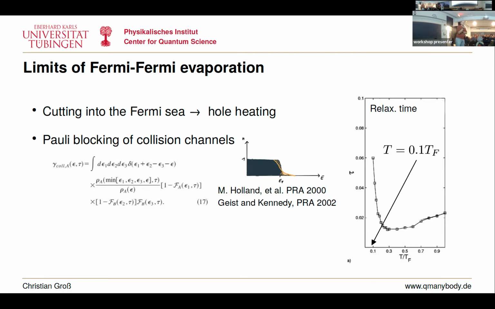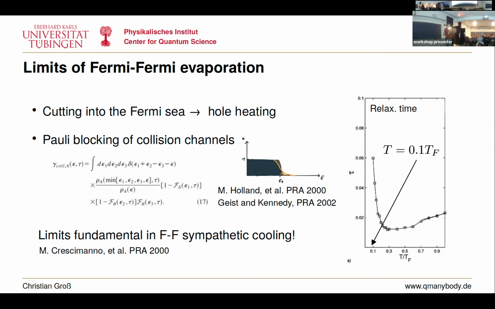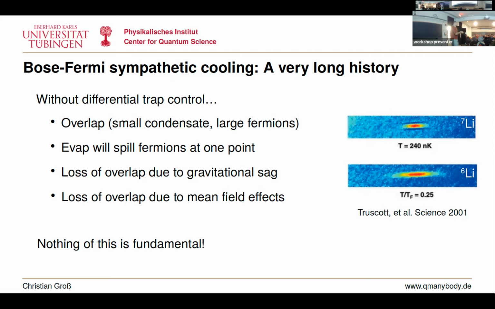That means going away from Fermi spin mixtures, to sympathetic cooling with bosons. That makes it a bit better, because at least you have only one Fermi species that you have to keep close for scattering, but this you always have. There's no way around that.